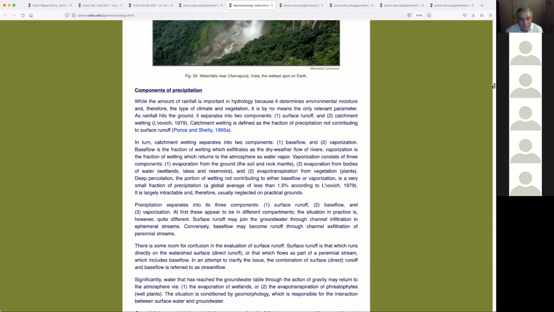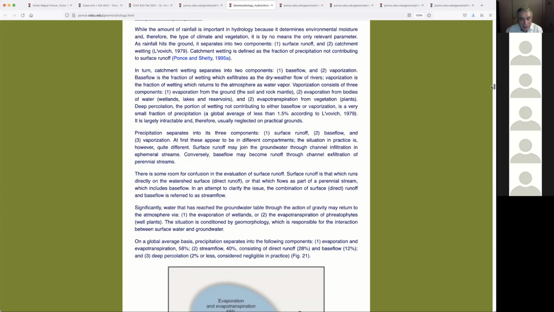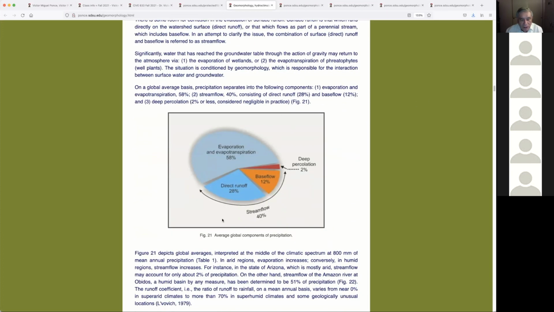The components of precipitation. In here, we look at this graph, average global components of precipitation. Evaporation, 58%. The runoff, 28%. Base flow, 12%. This is the global average. But in reality, in some places, evaporation would be much more. The dark blue would be much less. So it is our job as engineers, as hydrologists, to figure out how this pie is divided in every location that we study. But this one's the general one.